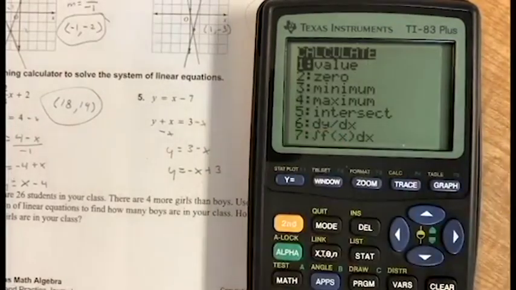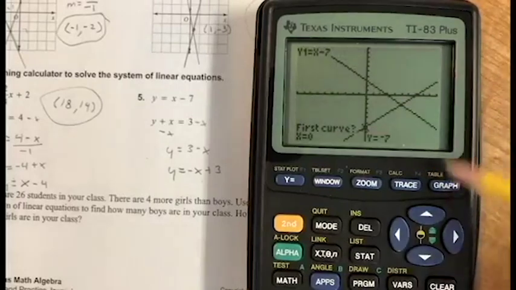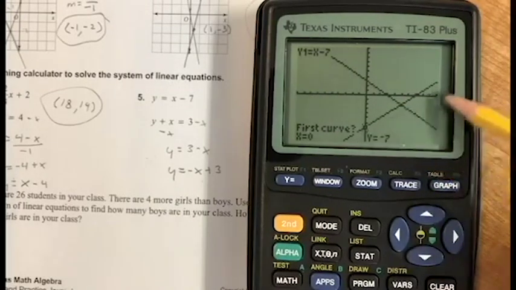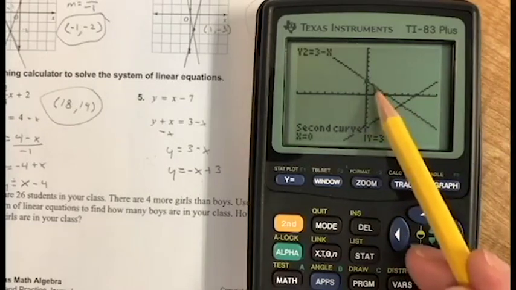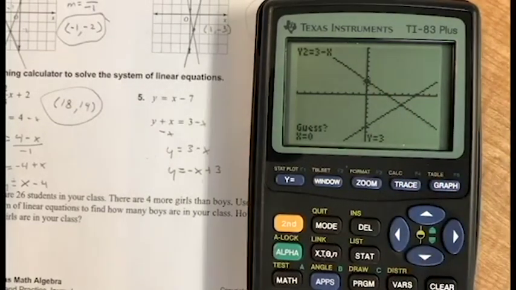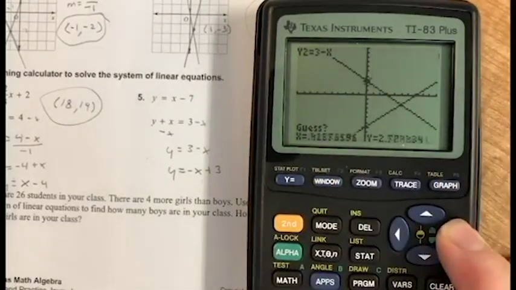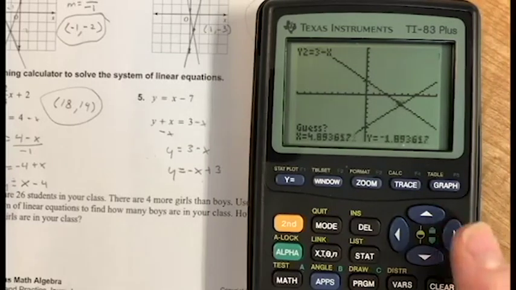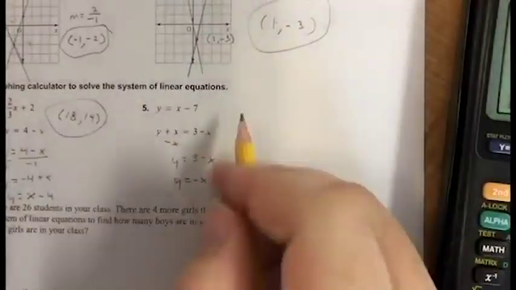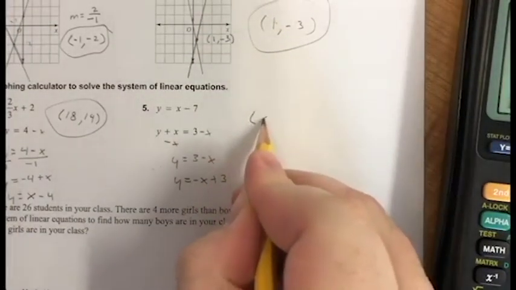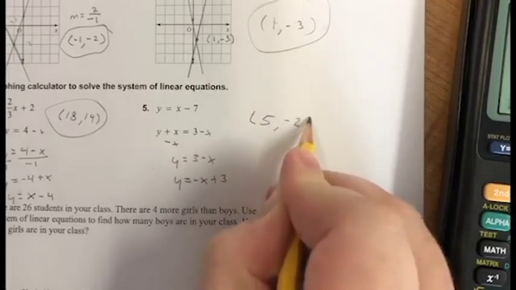I'm going to go to 5, my intersect, and it's asking me for the first curve. My blinker is on this line right here, so I'm going to just hit enter. It's asking for my second curve. It's on the second line, so I'm there. And then it asks me to guess. I'm going to move my blinker all the way down to where it intersects to get a good guess. Hit enter one more time, give it a moment, and it says that my value is 5 and -2.